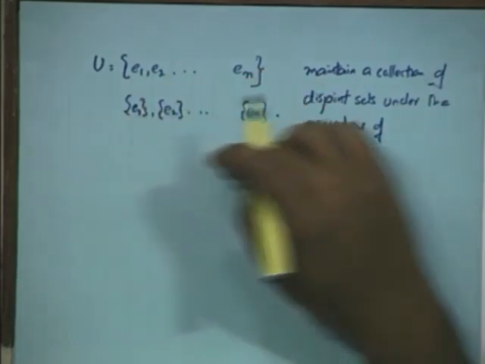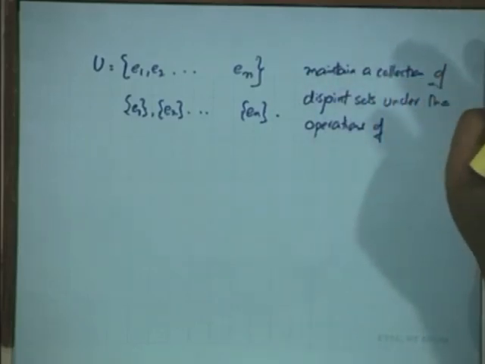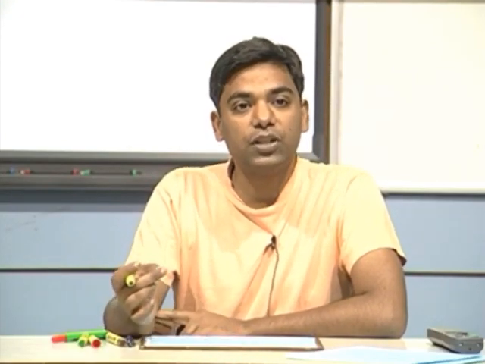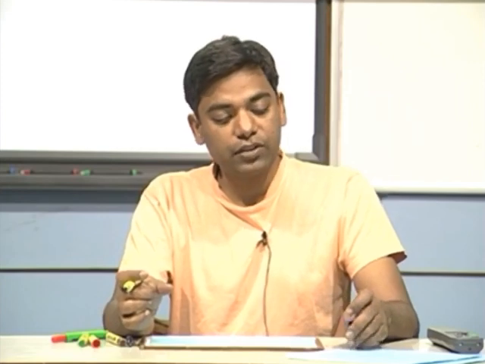So, what do these elements correspond to in the case of Kruskal's algorithm? Right, but what are they initially? Initially, these E1, E2, E3, what are they? These would be the vertices, the initial vertices, right? Now, what are the operations that we have to do on this collection of disjoint sets, right?